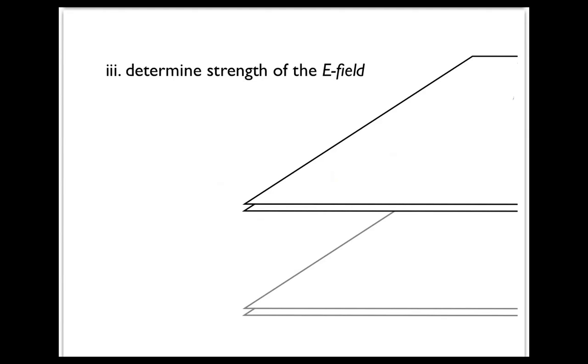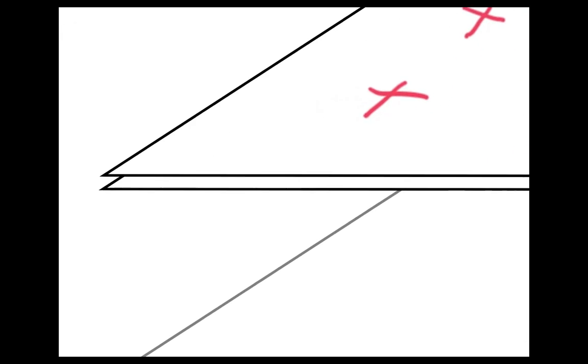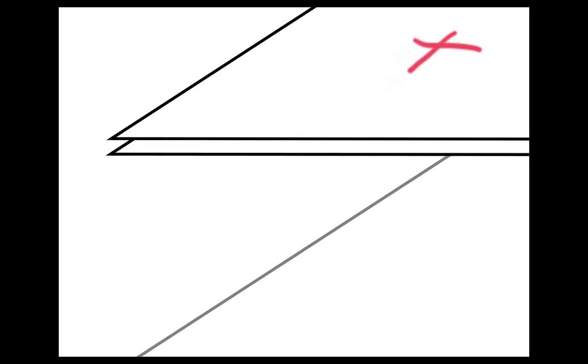Next, we compute the strength of the E field based on our configuration so far. We're going to compute the strength of an E field where the top plate is charged up to some charge Q and the bottom plate is charged up to minus Q. We're going to start thinking just about the top plate. So we're going to zoom in on the top plate and just think about the top plate here.